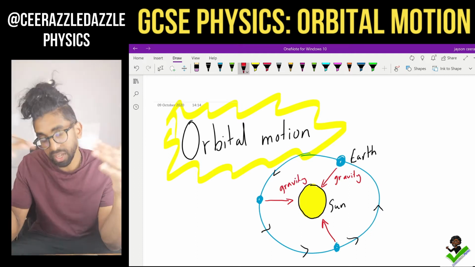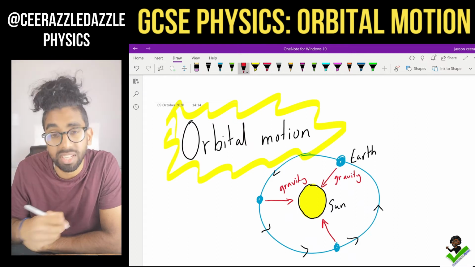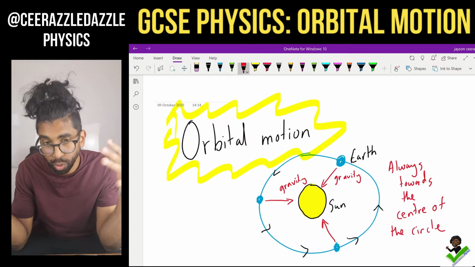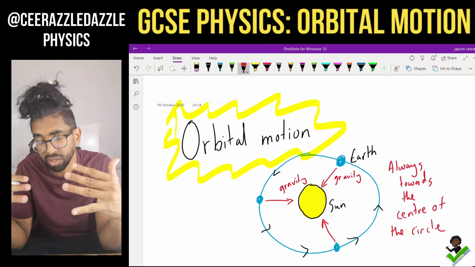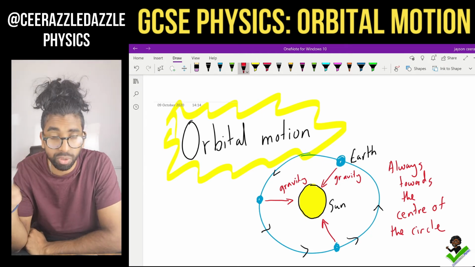So gravity is pulling it inwards all the time, always towards the centre of the circle. There's a force always pulling it towards the centre of the circle. And obviously this is orbital motion.